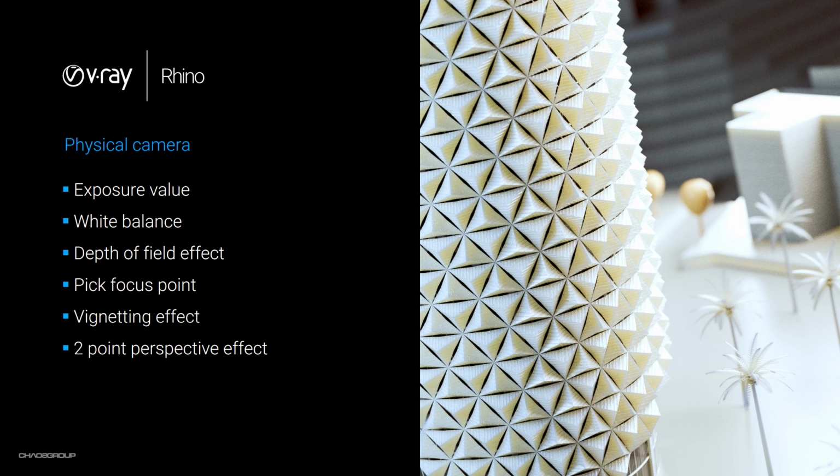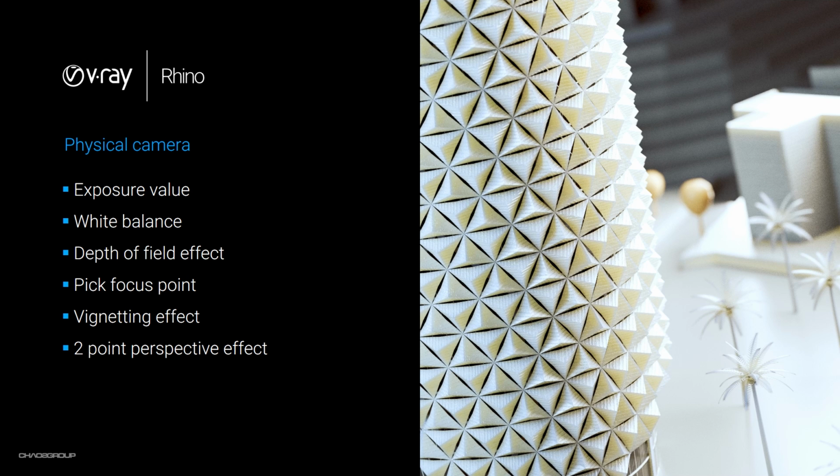Find the point of view, set the frame, check the white balance and adjust your lens. It's the same with the depth of field, pick focus point and vignetting effect, and even more. You can now correct the lens from 3-point to 2-point perspective.